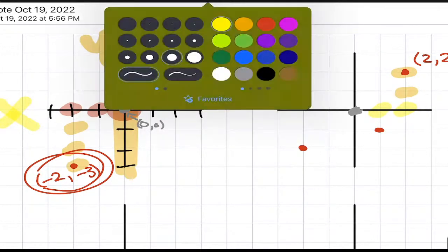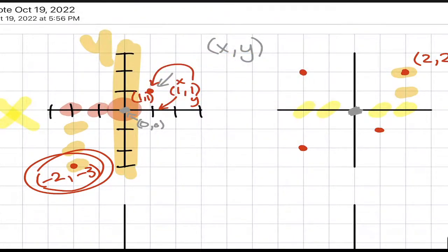We need to go over to the left 1, 2. So the address for this one is negative 2. And then we need to go up 1, 2. So the y for this is 2. Negative 2, 2.